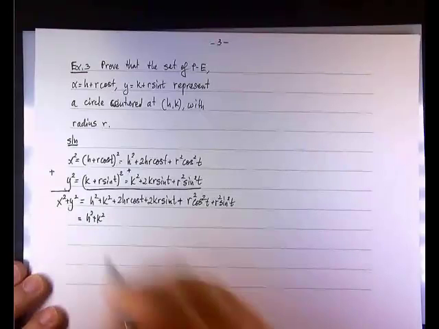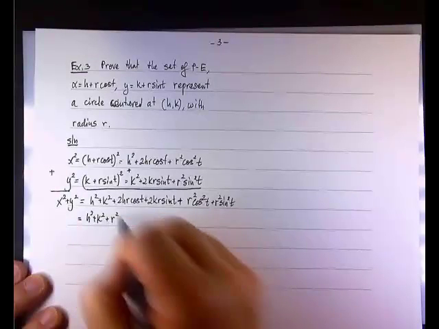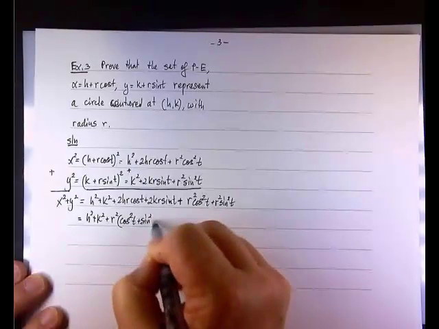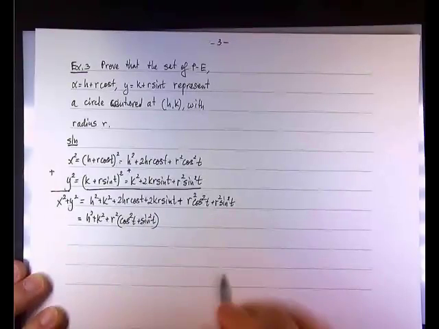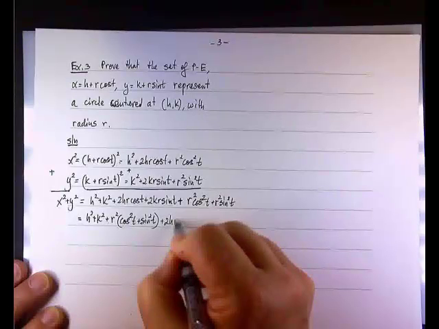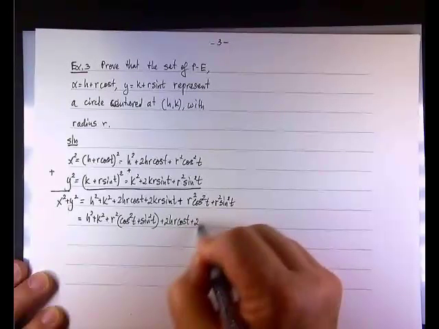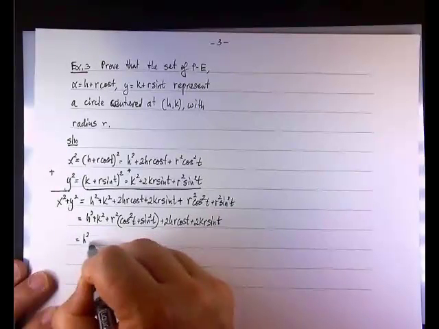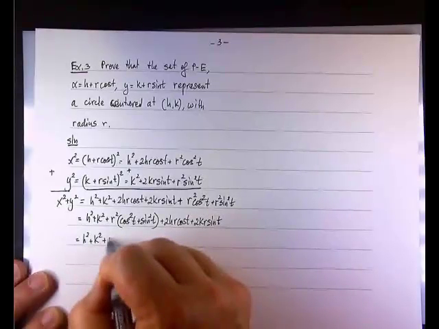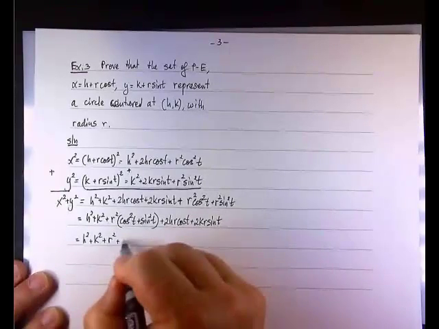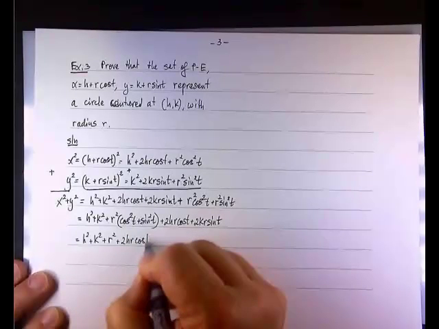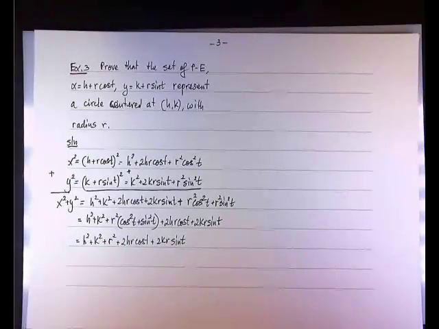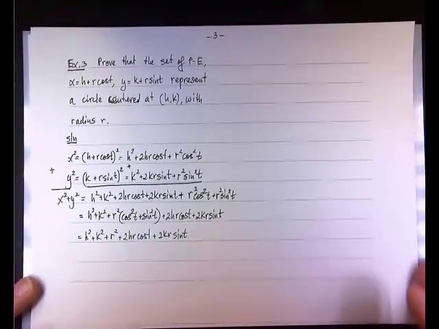So let's write it: r squared cosine squared t plus r squared sine squared t. Okay? And now, let's do the following. So it would be h squared plus k squared, right? Plus, I'm going to move r squared, and if you factor, you have cosine squared plus sine squared. Well, this is equal to 1, right? And then you have the 2hr cosine t and the 2kr sine t. Okay, so at this point I have h squared plus k squared plus r squared plus 2hr cosine t plus 2kr sine t.